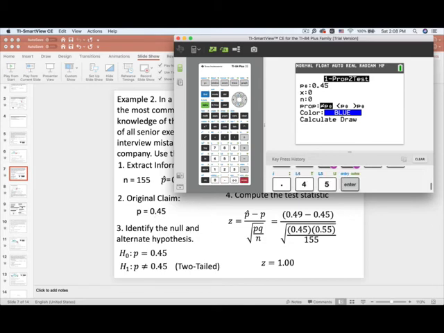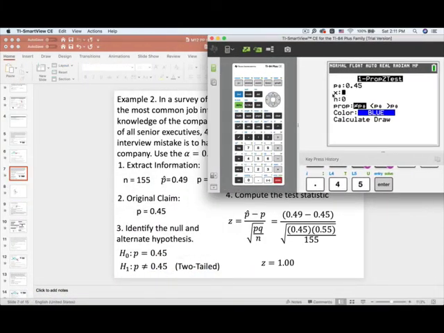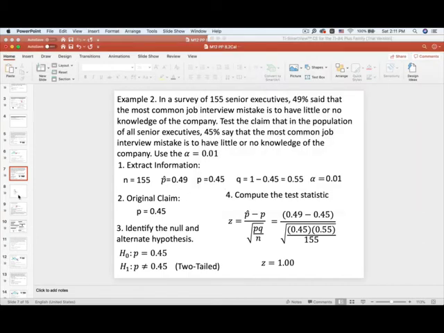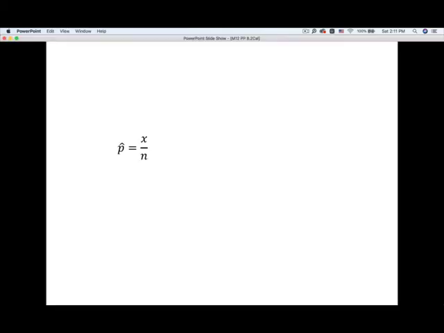Okay, number of success. Do we have the number of success in here? How can we figure out the number of success? We only have the sample proportion, right? We never mentioned the number of success. But remember, we do have the sample proportion formula. We don't know x, but we know the sample proportion and also the sample size. So plug into this formula.